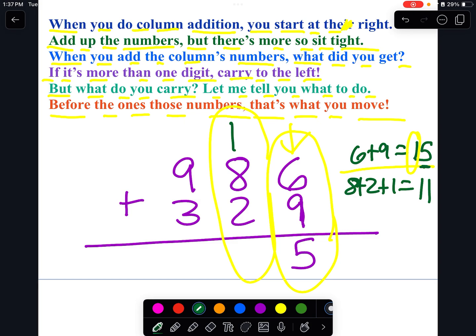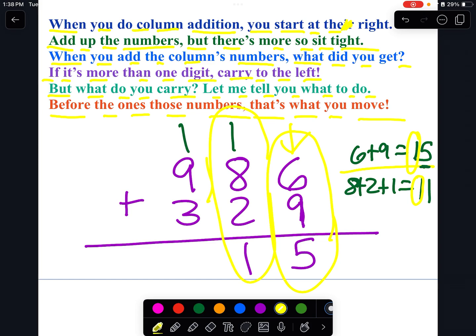When you add the column's numbers, what did you get? If it's more than one digit, carry to the left. Oh, I'm having a tough time writing. So we put 1 here, and we're going to carry 1 to the left.